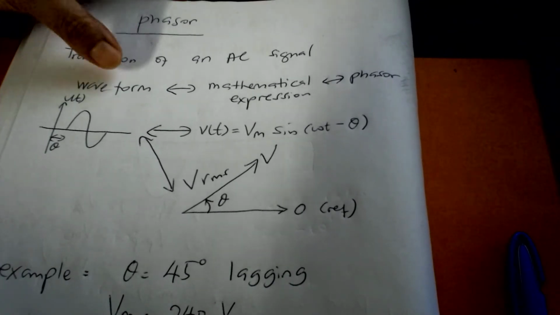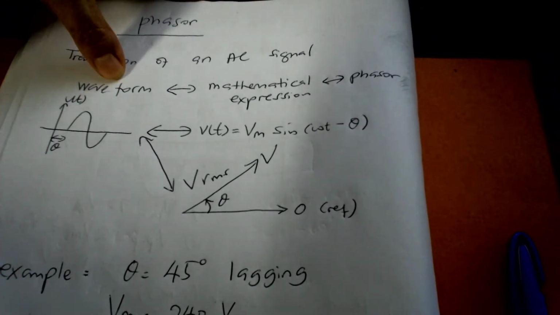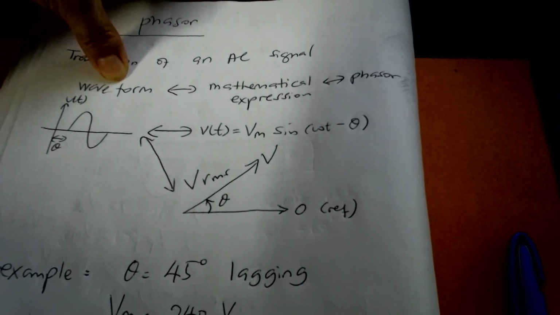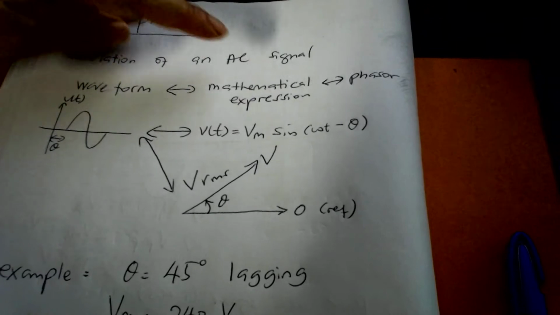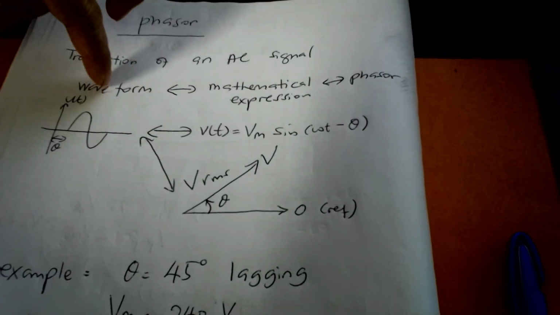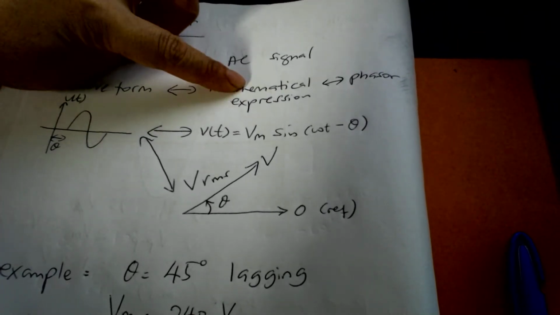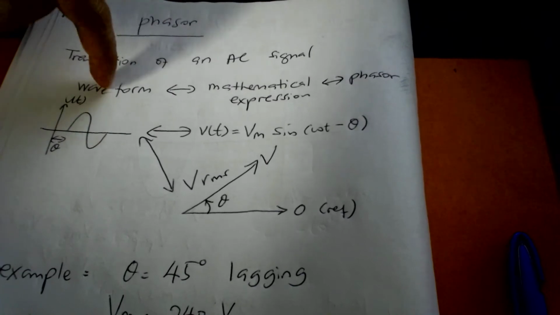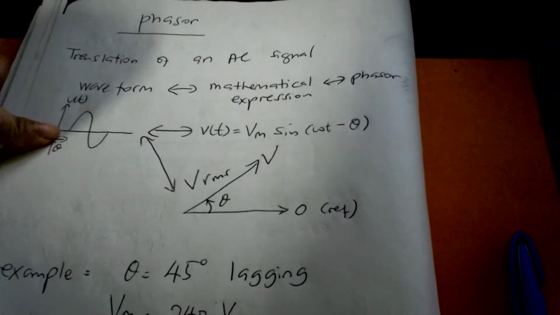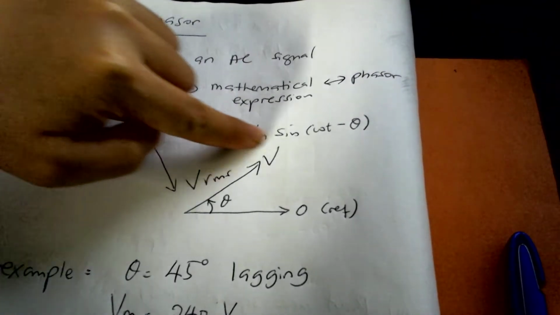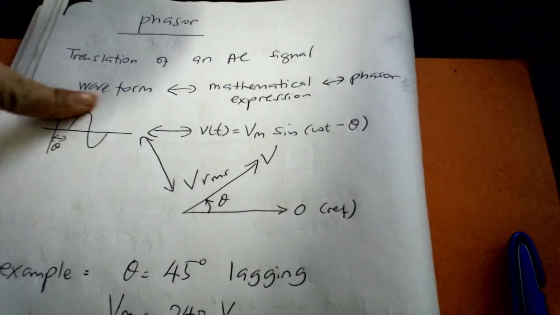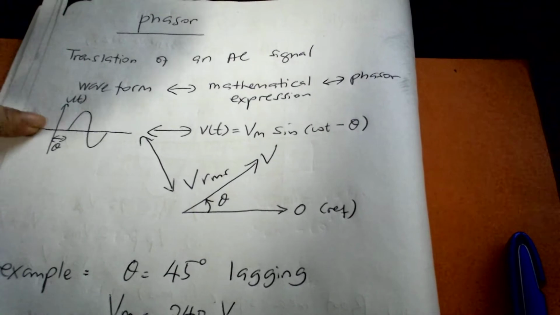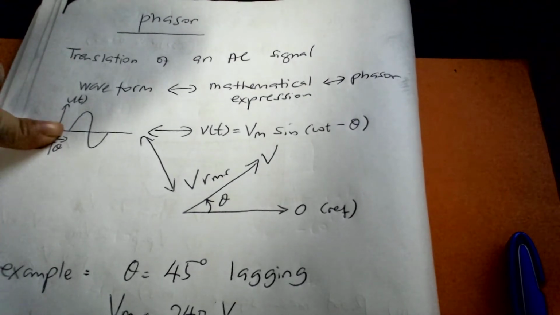Before this, I explained to you about the waveform. From the waveform we can translate to a mathematical expression, or from a mathematical expression back to a waveform. We can simplify the waveform using one line of equation, and we can redraw it back. If the angle is minus, then it starts later than 0.